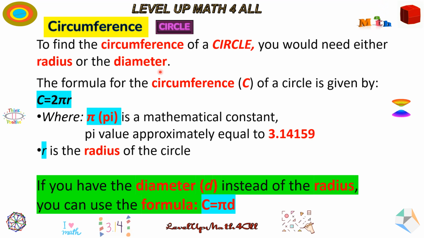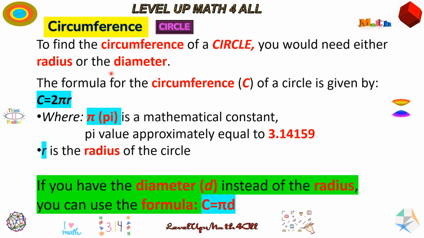If the radius is given, then to find the circumference, the formula is C equals 2 pi r. Circumference is represented as C. The formula is C equals 2 pi r, where pi is a mathematical constant. The pi value is approximately 3.14159. We will learn about pi in future, but just make sure that you remember the value of pi. In this formula, r is the radius of the circle.